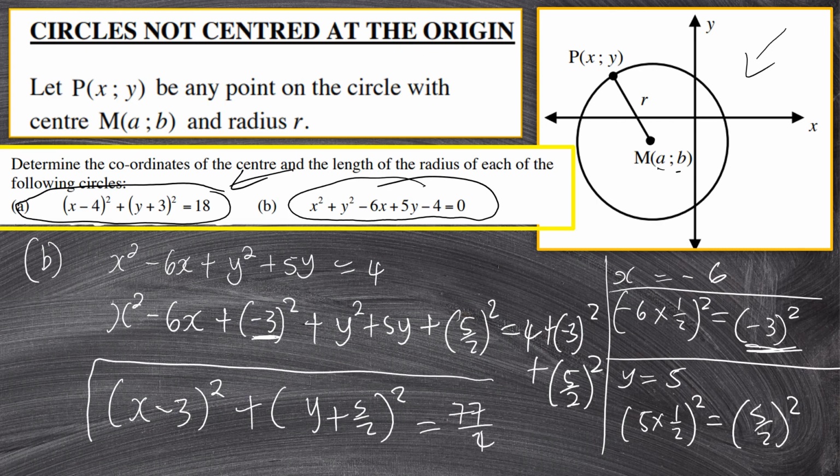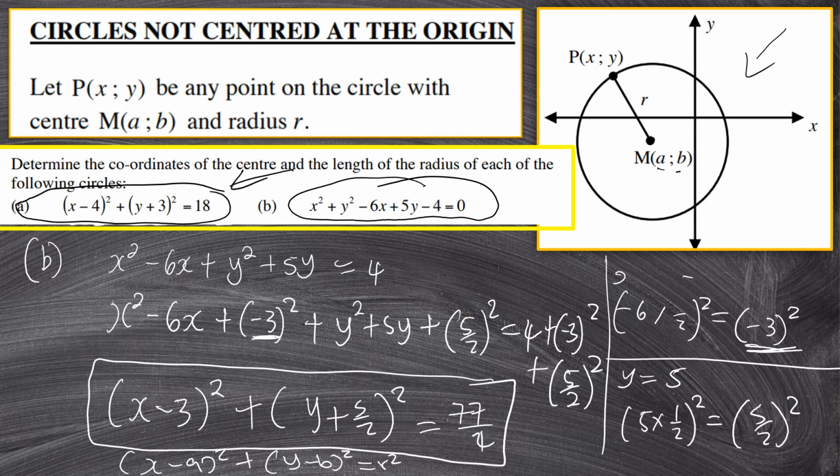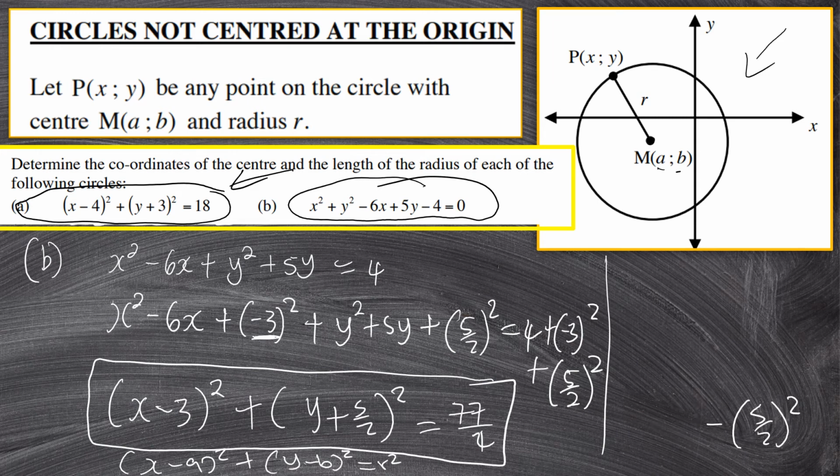Can you see now? We have now converted our equation into this standard form, which is x minus a squared plus y minus b squared is equal to what? R squared. We have converted it into that form. Very, very interesting. We can now go and determine the coordinates of the center and also the radius, the length of the radius. It's now fairly simple. So what is our center? Our center is going to be 3. Remember we said you change the sign. And minus 5 over 2, right.